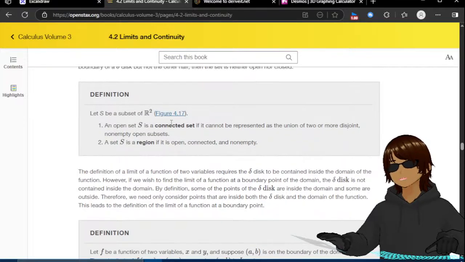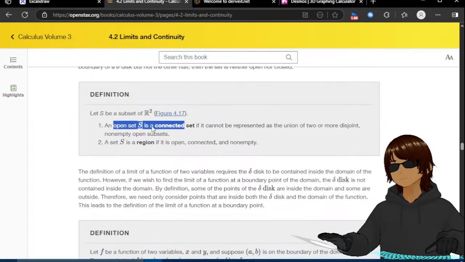An open set S is a connected set if it cannot be represented as a union of two or more disjoint non-empty open subsets. A set S is a region if it is open, connected, and non-empty.